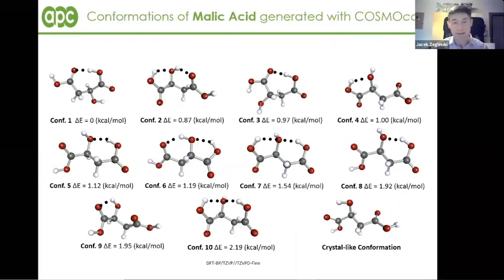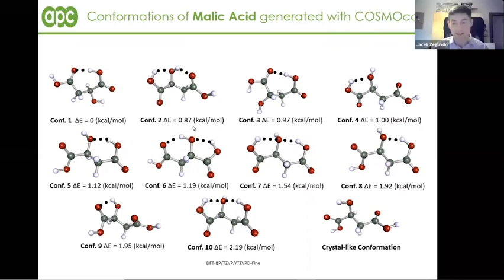So I will show an example of solubility predictions for malic acid, and focus on different conformations and just the geometrical features. So malic acid can make a number of intramolecular hydrogen bonds, and that will be reflected in different related energy.